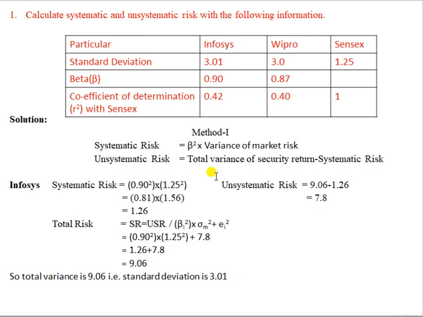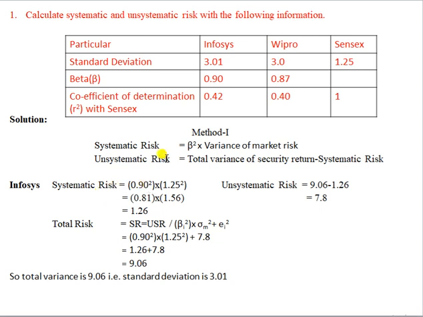Okay, the solution is already calculated here, and I am going to explain how it comes about as a result. Yes, Infosys, regarding systematic risk. This is method 1. Systematic risk is equal to beta square into variance of market risk. Unsystematic risk is equal to total variance of security return minus systematic risk.